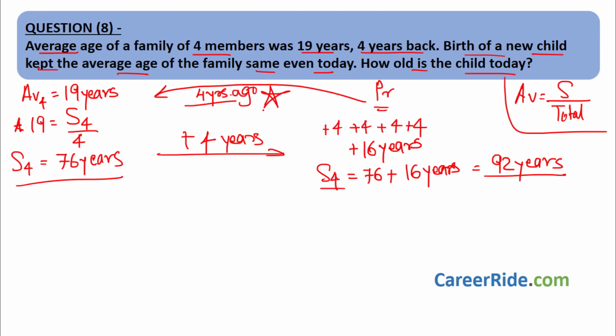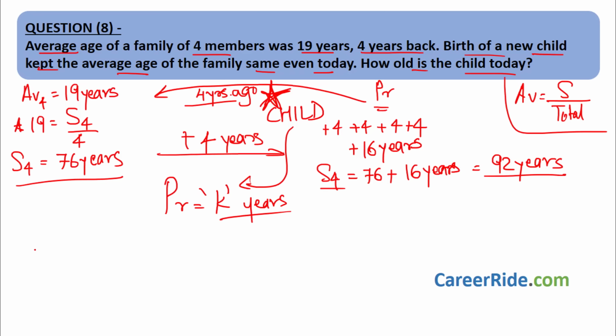Now somewhere over here a new child was born. Do we know the present age of the child? No. Do we know when the child was born? No. Let us assume that the present age of the child is k years. Now what is the formula for average? The present average of the family is the sum of the ages of all family members upon the total number of family members. The total number of family members is 4 plus the new child, that is 4 plus 1, that is 5.